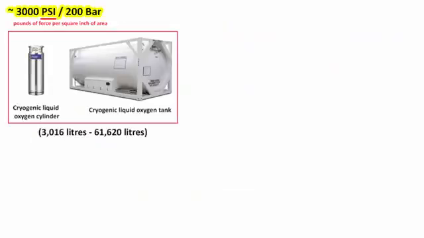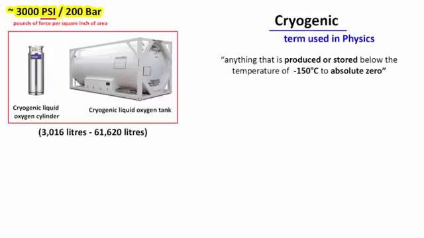The reason these tanks are called cryogenic tanks is because the term cryogenic is used for anything that is produced or stored below the temperature of -150 degrees Celsius down to absolute zero. Absolute zero is referred to as minus 270 degrees Celsius. The reason it is called absolute zero is because no object in this world can be cooled below minus 270 degrees Celsius, because it is believed that there is no heat energy left in a substance below this temperature. As per the laws of thermodynamics, absolute zero cannot be reached. Anyhow, the meaning of the word cryogenic is anything that is produced or stored below the temperature of minus 150.